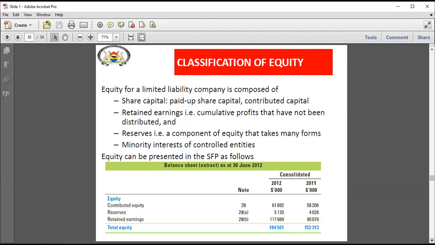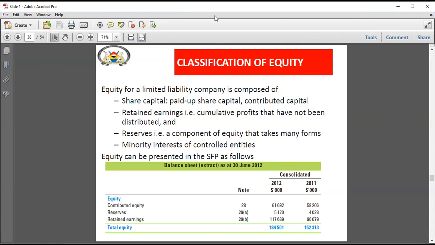Now, equity for a limited liability company can also include things like, of course, the share capital. And this can be paid up share capital and/or contributed capital. We also have retained earnings. Retained earnings are cumulative profits that were not distributed. A company that makes profits can decide between either retaining the profits or distributing them. In cases where it retains them, then we have retained earnings. Some people call it accumulated profits.